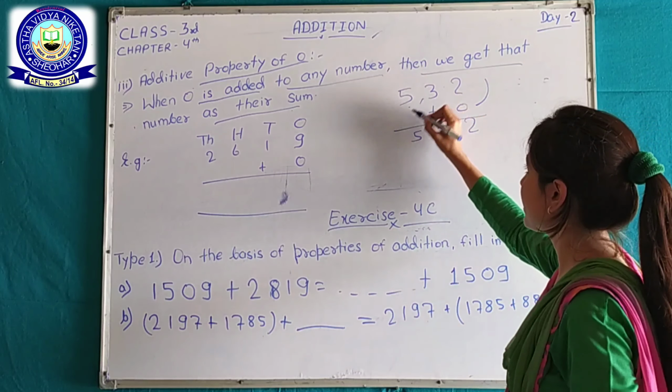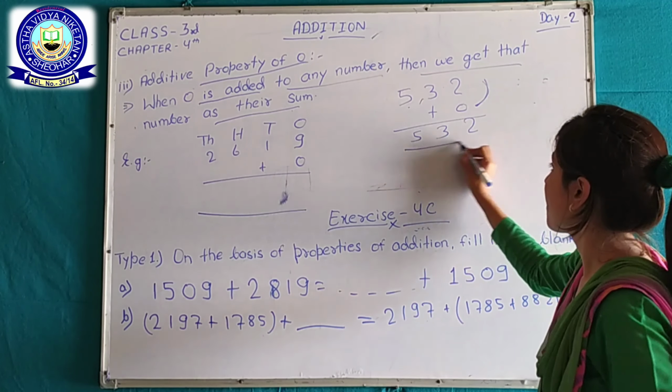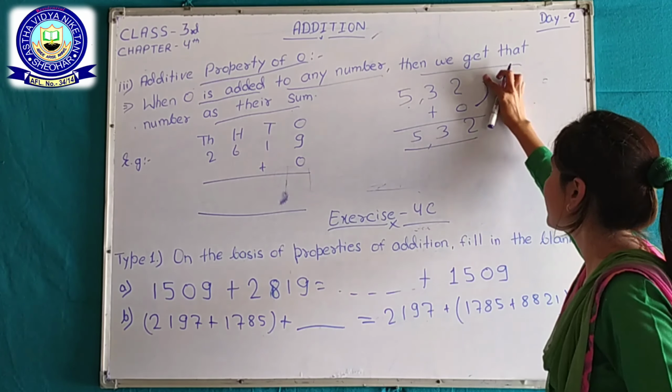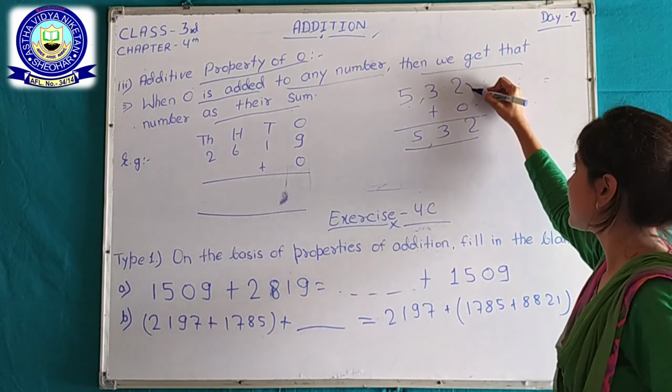There is 532. When we add 0 to it, we get 532. When we add 0 to any number, we get the number as their sum.